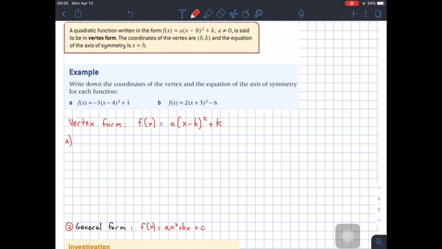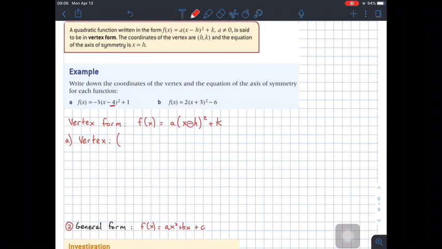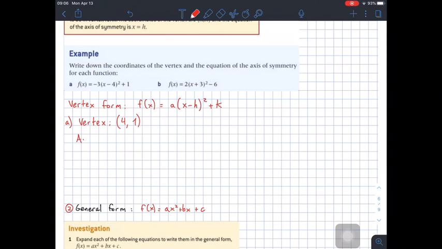So the vertex in this case will have coordinates. What coordinates do you think this will have? It'll be positive 4. Remember that this negative in the formula determines the sign of the inner value, which in this case is positive 4. So 4, comma, and then k represents the y coordinate, which is this one over here. So the vertex has coordinates 4 and 1. That means that the axis of symmetry would have equation x equals 4.